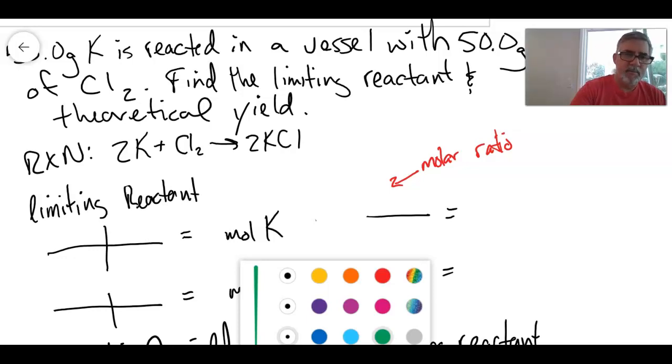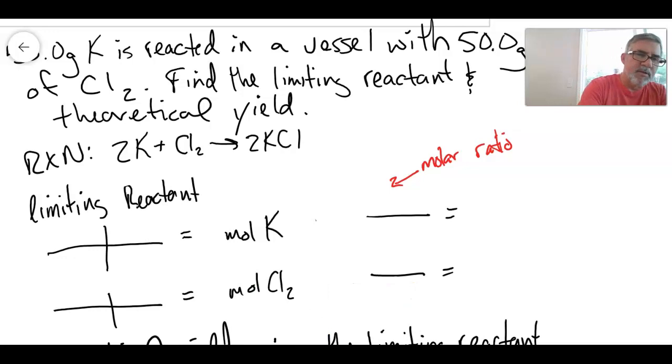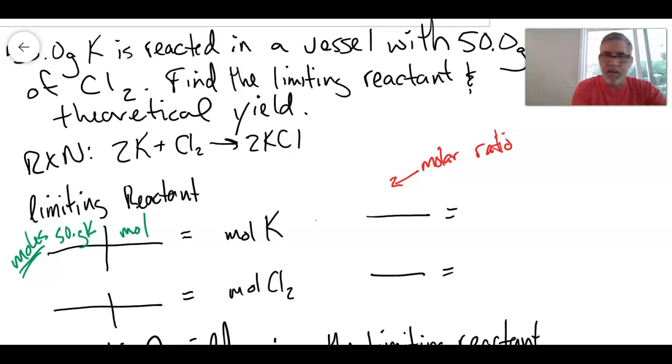Find your moles. So the first thing I have to do is find my moles. So if I have 50 grams of K, and I look on the periodic table and I find that the molar mass of K is 39.1, I'll get 1.27 moles. Okay. If I look at my reaction here, I need 2 moles. So the result of my ratio is 0.63.